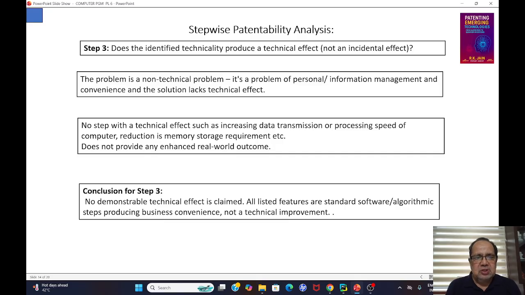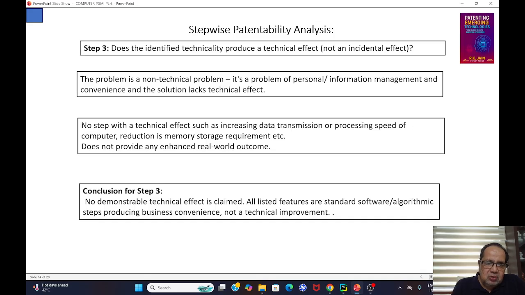So now step 3 is trying to assess whether the given claim or the invention produces some technical effect which is not incidental. As we have mentioned in the discussion of step 1 and step 2, this problem is a non-technical problem. So it is very easy to assess that there would hardly be any technical effect associated with it.